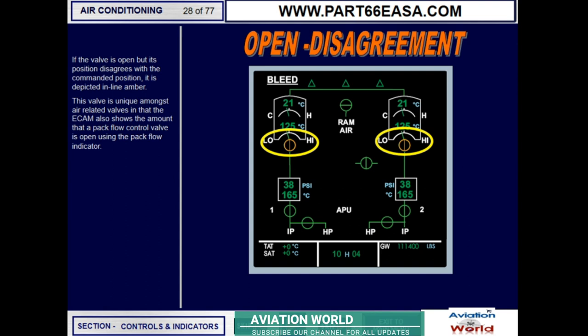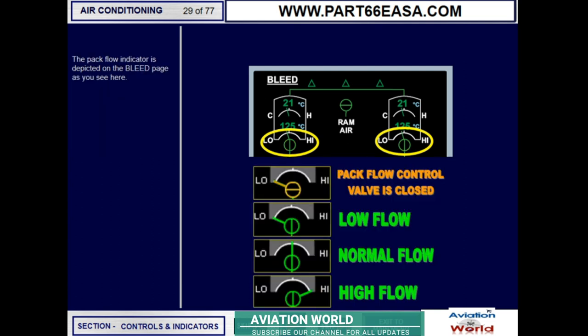This valve is unique amongst air-related valves in that the ECAM also shows the amount that the pack flow control valve is open using the pack flow indicator. The pack flow indicator is depicted on the bleed page as you see here.